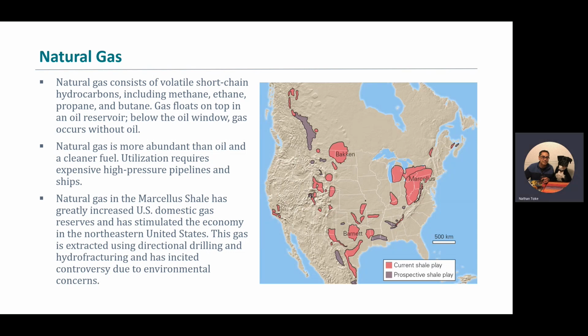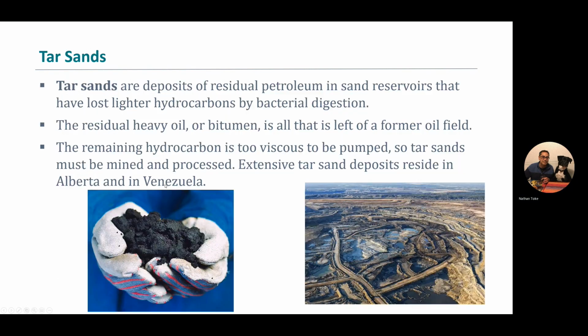Gas is also an important thing, and it's more abundant than oil. It's also a cleaner fuel. But utilizing gas requires expensive high-pressure pipelines and ships because it is much more explosive and volatile, and therefore dangerous if an accident occurs in terms of explosiveness. But in terms of burning it, it tends to be much more clean.